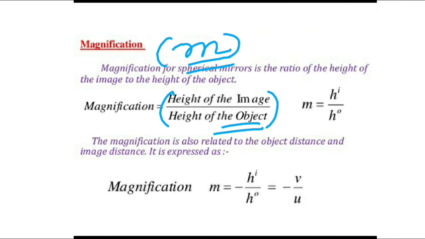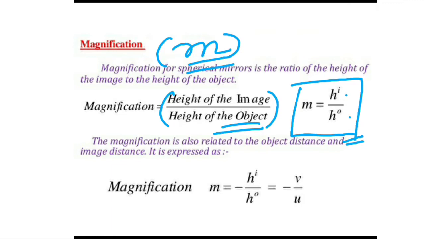According to their height, we have a ratio which is called magnification. This is the expression for magnification: m equals hi by ho. Here hi stands for the height of the image, I for image, and ho is the height of the object, o for object.